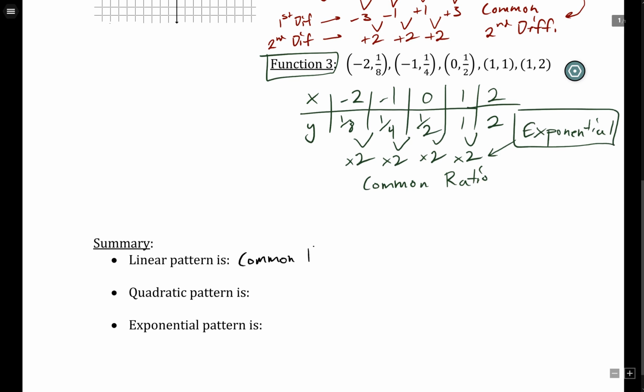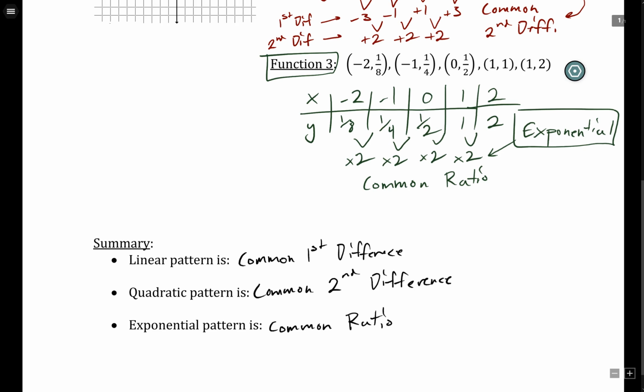I'll write it here, or you can just think common difference. I'm adding the same thing. Quadratics, I'm not adding the same thing in the first difference, but to those first differences, I have something in common. So we call that a common second difference. The exponential pattern, I'm not adding at all, I'm actually multiplying, which means there's the common ratio.